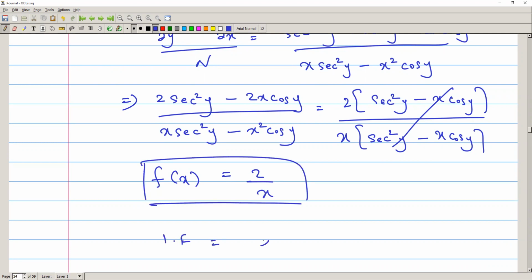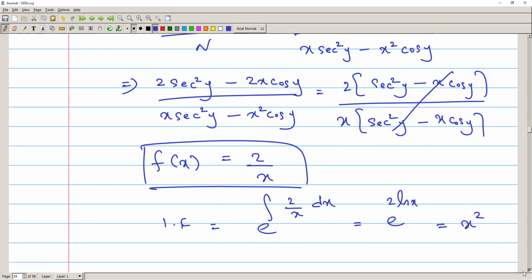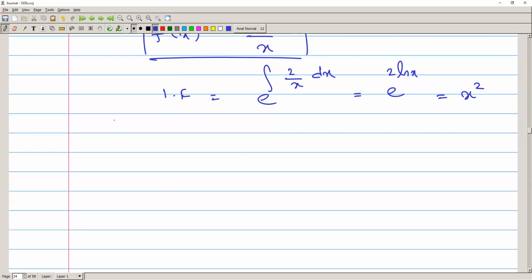The integrating factor will be equal to e to the power integral of 2 over x dx, which means it will be e to the power 2 ln x, which means this is equal to x squared. So we can multiply this equation by x squared and we will get the desired equation, which will be an exact equation, right?